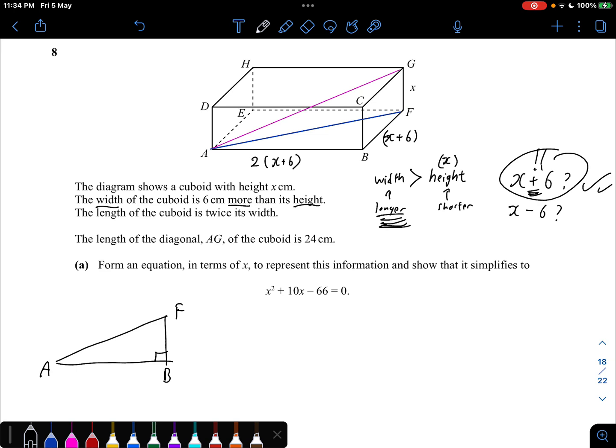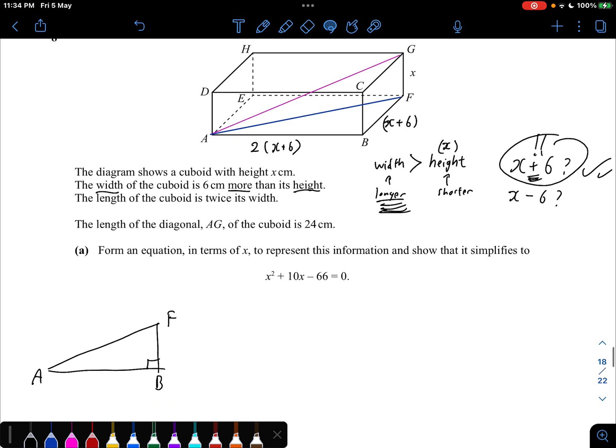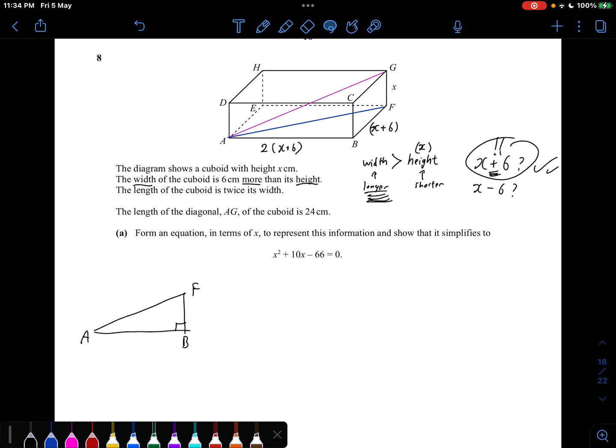Maybe before that, we should make use of this information. The length of the diagonal AG is 24 cm. Sorry, no, that can't be used yet. We need to work with this ABF first. So let's see. Sorry, no, I was wrong. That's a simpler way if we start with the other right angled triangle.